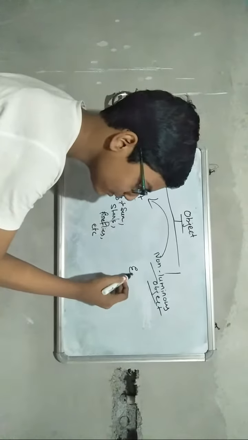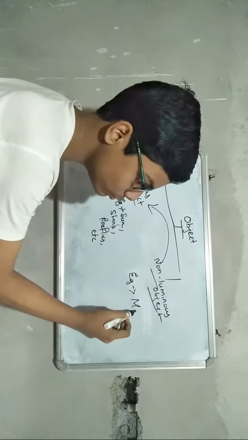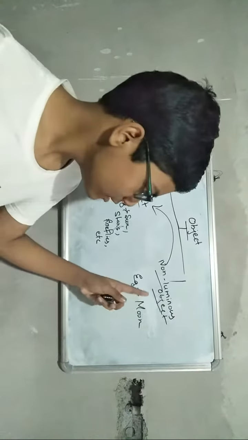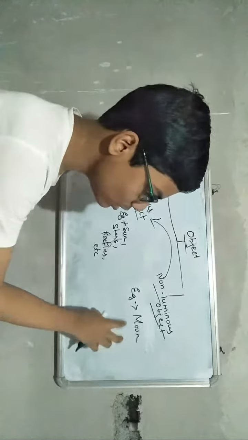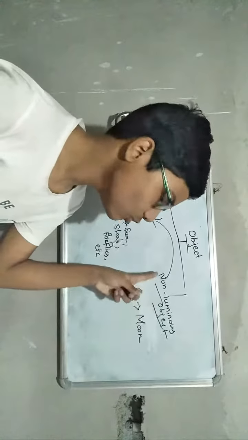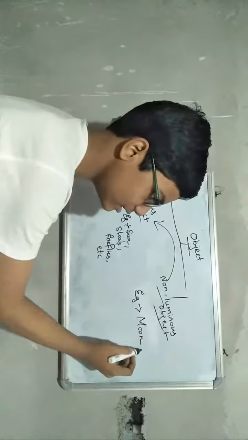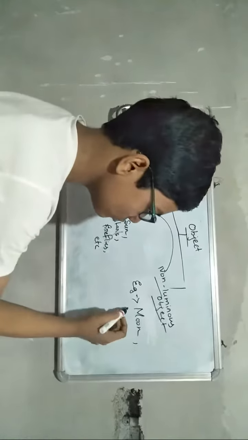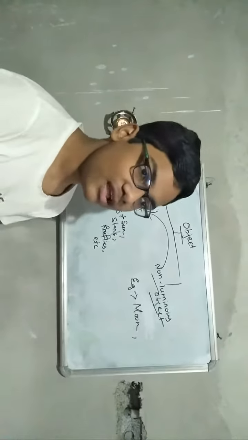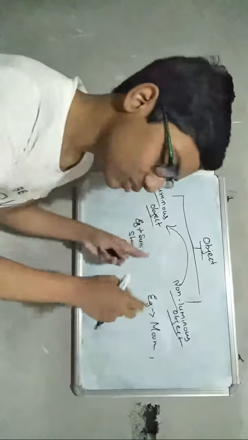The main example of a non-luminous object is the moon. If you see the moon at night, people say the moon is shining. But this is fully wrong. The moon never shines. It reflects the light of the sun, which is produced by the sun. So the moon falls in the classification of non-luminous objects. Other non-luminous objects are anything like a table or chair, because they reflect the light from luminous objects.